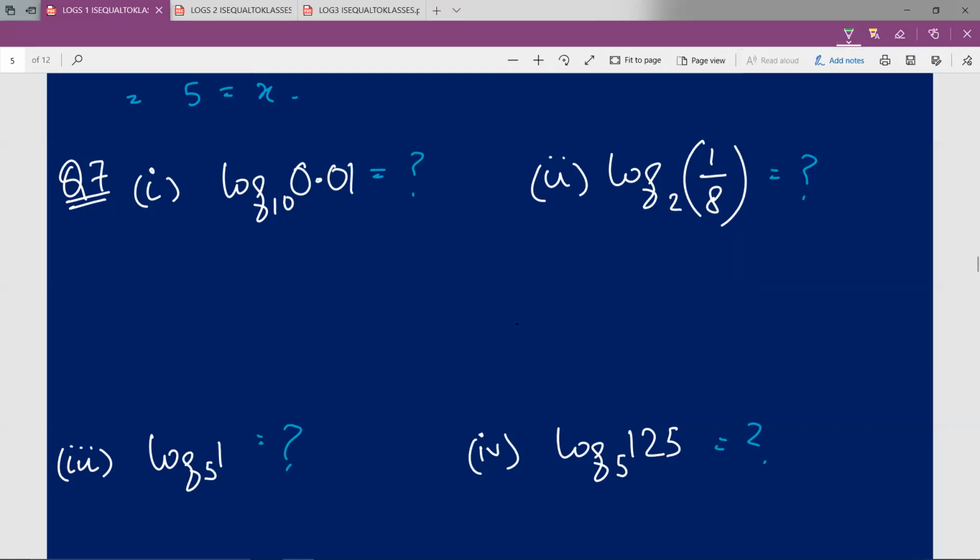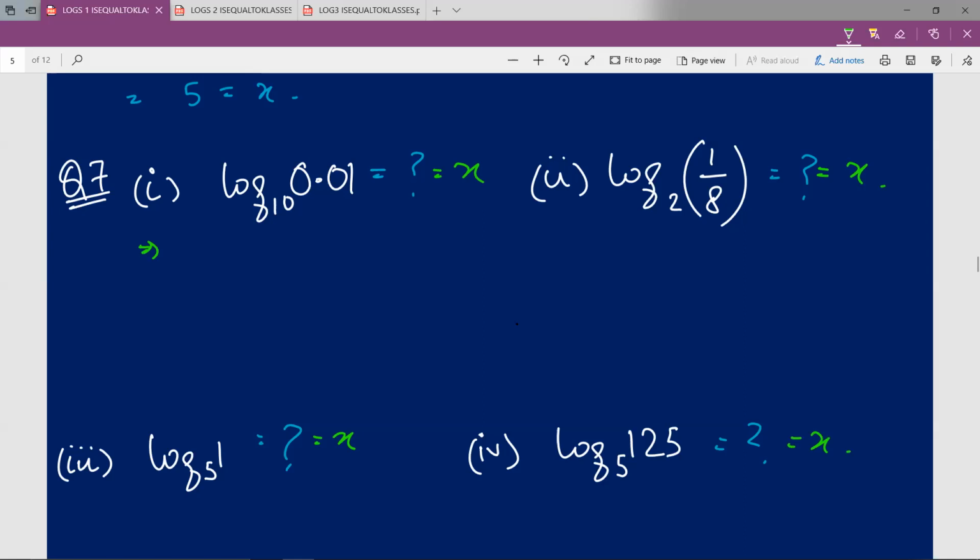Now again, this is the same as question number 4. You have to find the logarithm, only the question is different. In question number 4, it mentioned find the logarithm of. In question number 7, they are giving evaluate. So evaluate means that you have to find the logarithm of these 4 subparts. So the question mark, I'll assume it as x. All these subparts, I'll assume the logarithm to be x.